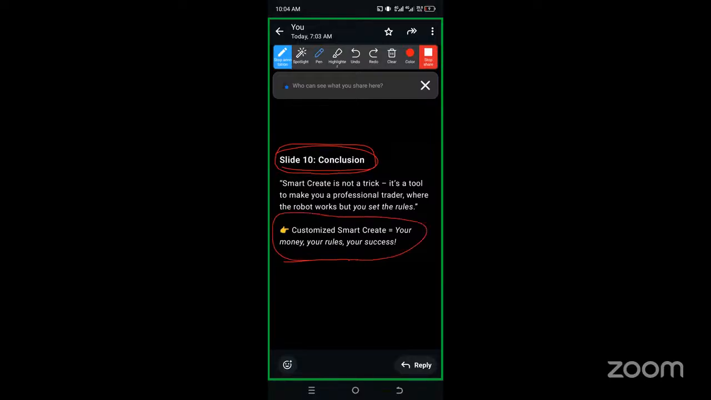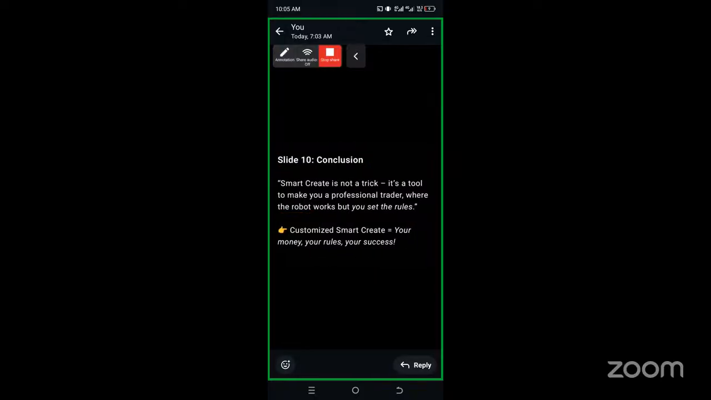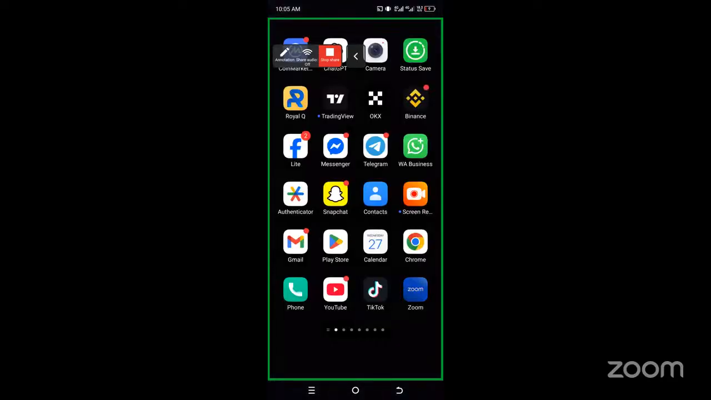I repeat this conclusion. Smart create is not a trick. It is a tool to make you a professional trader where the robot works for you, you set the rules, and the customized smart create is equal to your money, your rules, and your success. This is the end of my lecture this morning.